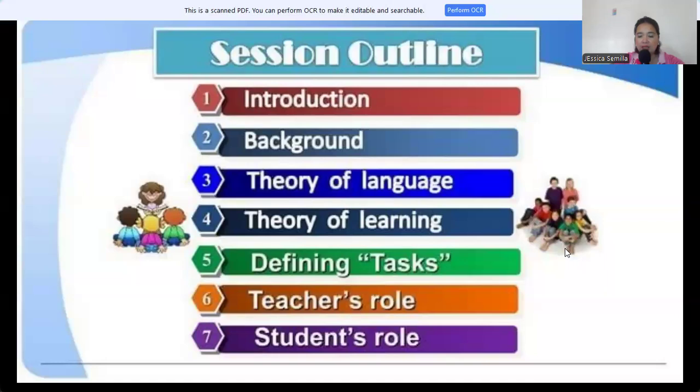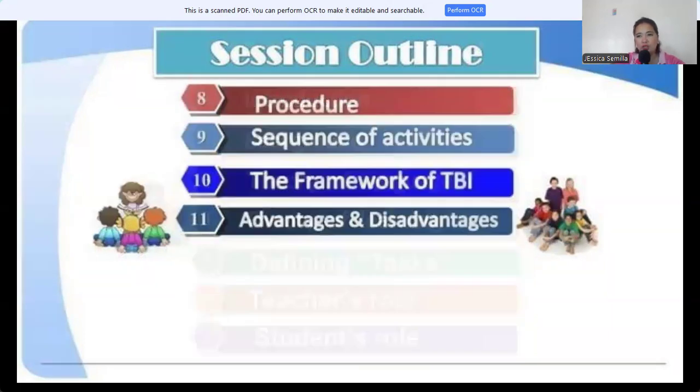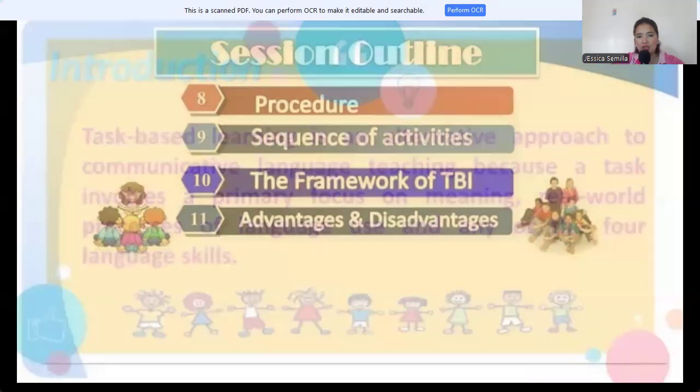So under this topic, we're going to be dealing with some introduction about the theory of language, the theory of learning, what the tasks are under task-based instruction or task-based language teaching, and then what the role of the teachers and the student roles are, what the process is under this approach, what the sequence of activities and the framework are, and also the advantages and the disadvantages of task-based instruction.